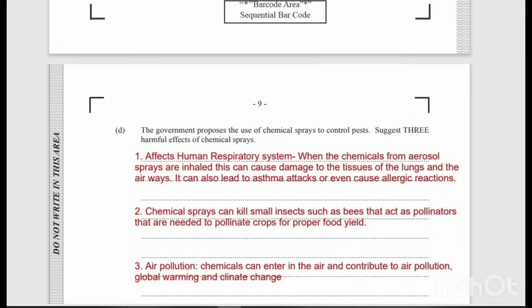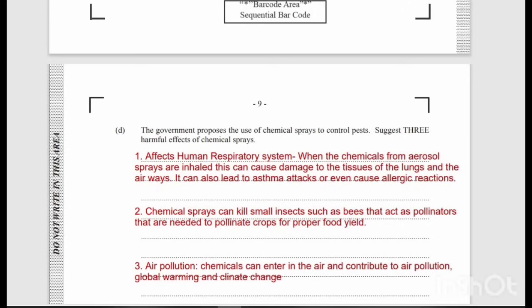The government proposes the use of chemical sprays to control pests. Suggest 3 harmful effects of chemical sprays. The first one is that chemical sprays affect the human respiratory system. Guys, whenever they say harmful effects of anything, always see how this can be a disadvantage to humans, right? So when the chemicals from these aerosol sprays are inhaled, this can cause damage to the tissues of the lungs and the airways. It can also lead to asthma attacks or even cause allergic reactions.